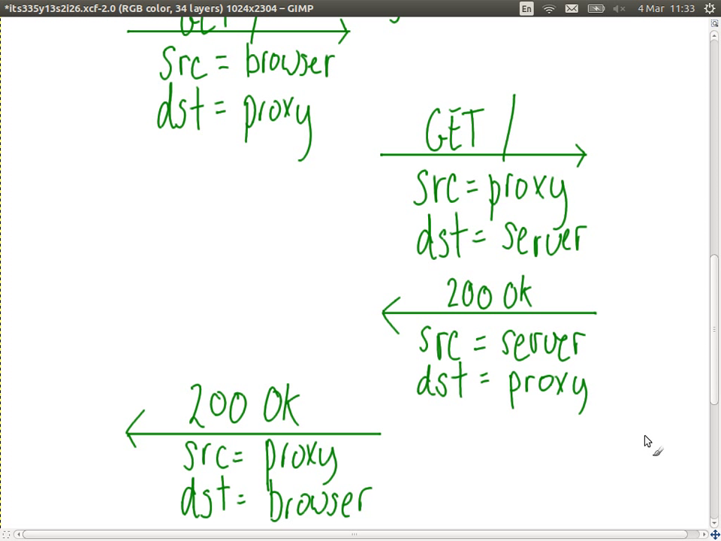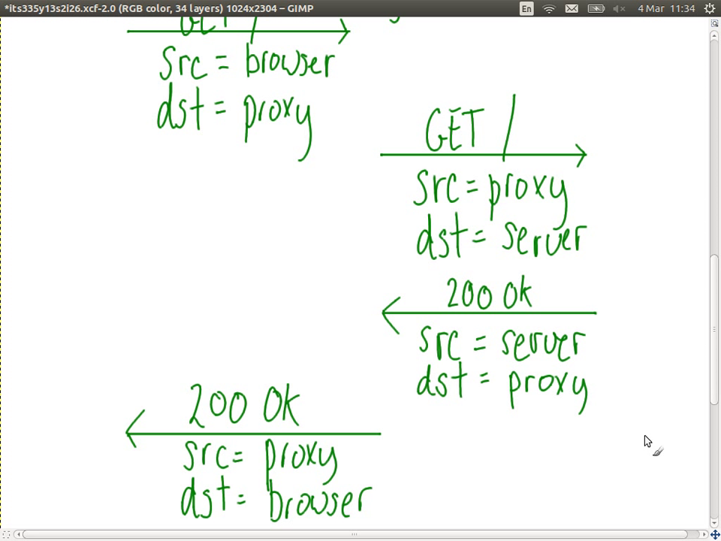What's the problem? Slow, okay, we have a performance issue here. Instead of going direct across the best path in the internet, we're sending to one server, which then sends to some other one. So in this case, if I was accessing a website in Thailand, what happened? My browser sends to a proxy in Japan, the proxy sends to a server in Thailand, and then it sends back to Japan and then back to Thailand where my browser is.